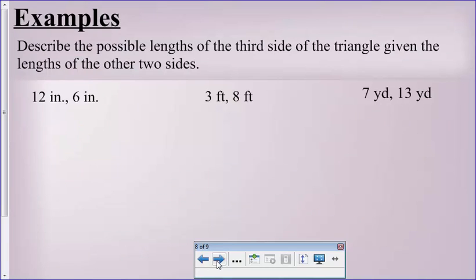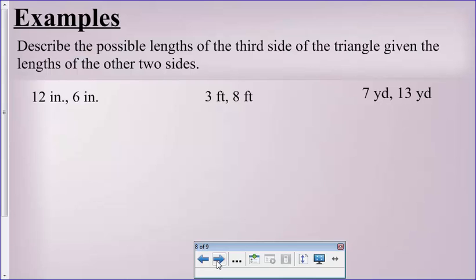All right, since we know that the two smallest sides have to add up to be larger than the third, what if I only give you two sides? Let's come up with a possible range of values for that third side. We're going to assume that this 12 in the first one could either be one of the smaller sides or it is the biggest. So in doing that, we're going to do two answers.